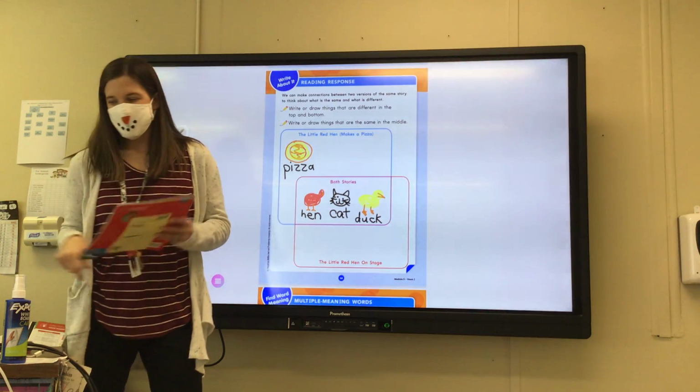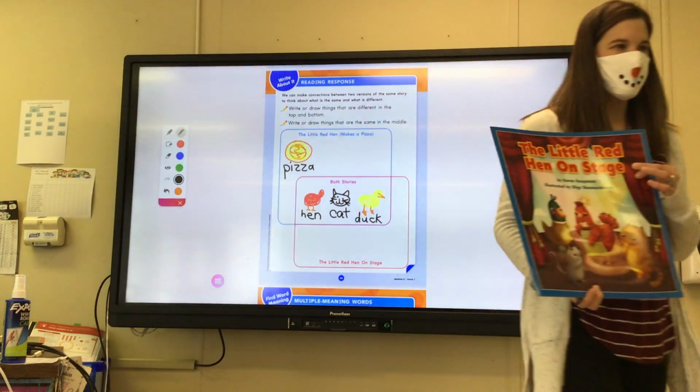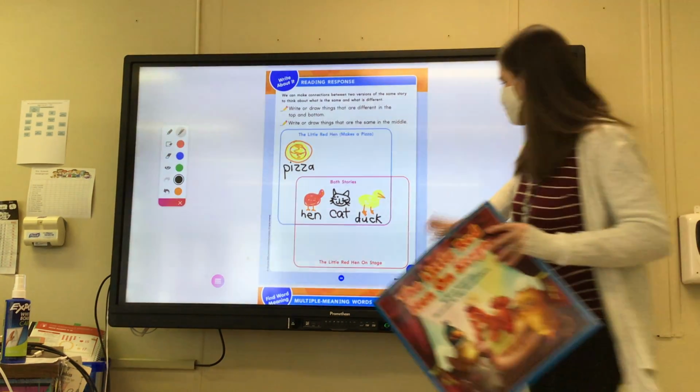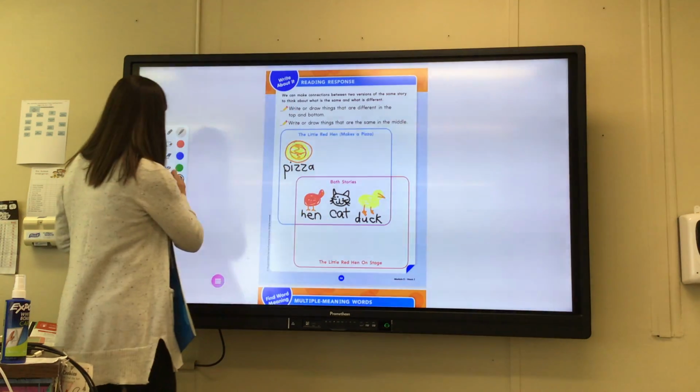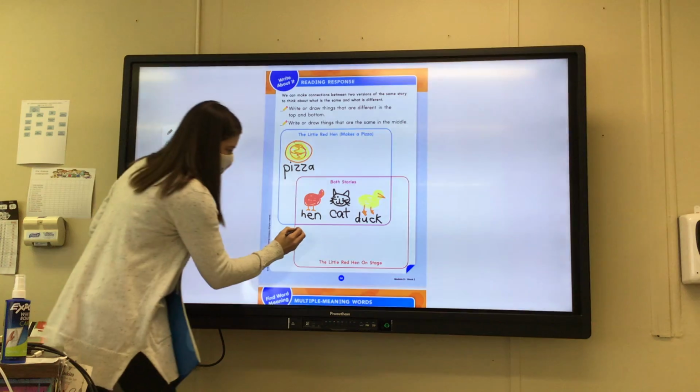But Charlotte said in The Little Red Hen on stage, she made what, Charlotte? Bread. So down here, the Little Red Hen, we can draw a piece of bread, like a loaf of bread.